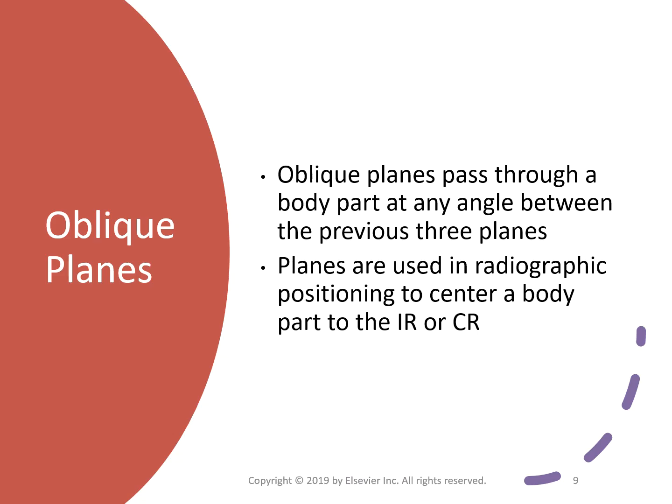Oblique planes divide the body part at an angle between the previous three planes. And typically axial is going to be a special case scenario of that. So typically when we're talking about oblique planes, it's usually a rotation of a sagittal or a coronal plane.